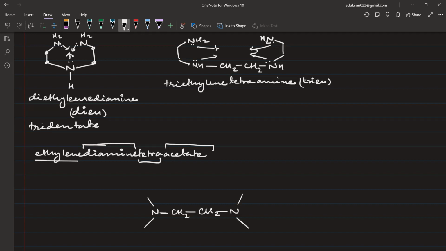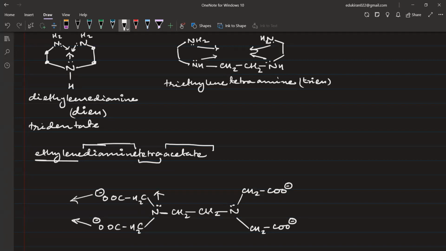And acetate is CH2 COO negative, CH2 COO negative. Here also you have CH2 COO negative. Here also you have CH2 COO negative. Now see, this nitrogen, this nitrogen, this oxygen, this oxygen, 1 2 3 4 5 6. So it is what? It is hexadentate.